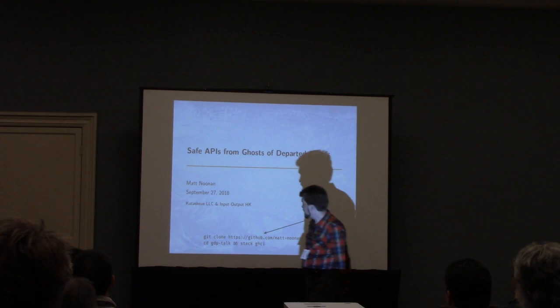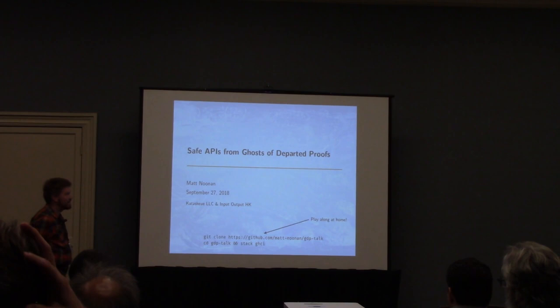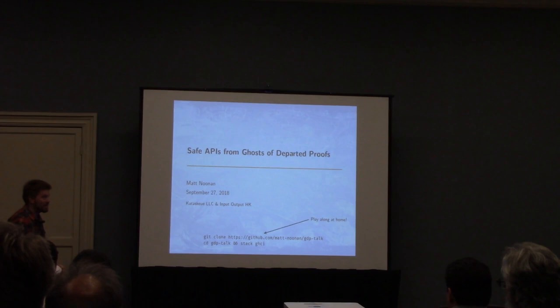Great, so my name is Matt Noonan. I'm a mathematician turned software developer. So I love software and I love proofs. And I got so frustrated working on a C++ code base where I couldn't write down the properties that I wanted to hold that I quit my job.